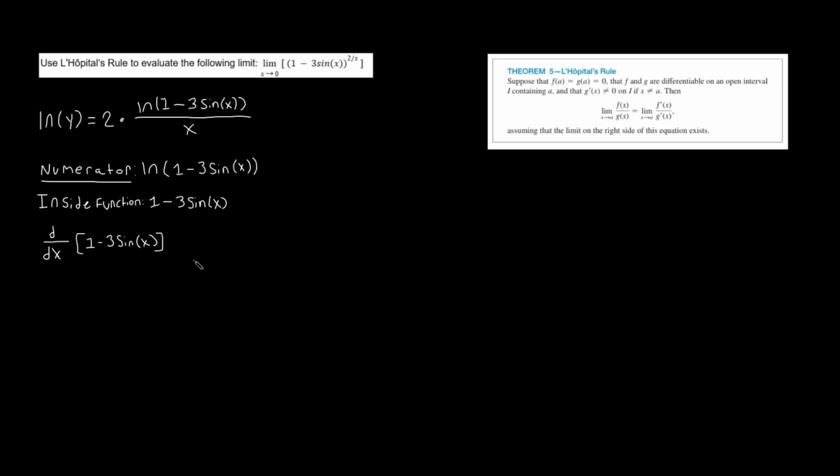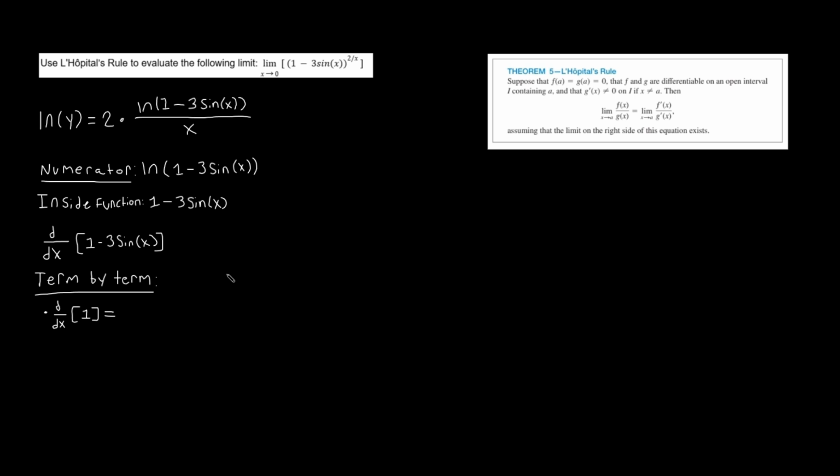How do we take the derivative of 1 minus 3 sine of x? Well, we're going to break this up term by term, and we're going to take the derivative of each term that we see present in the function. So how do we take the derivative of 1?